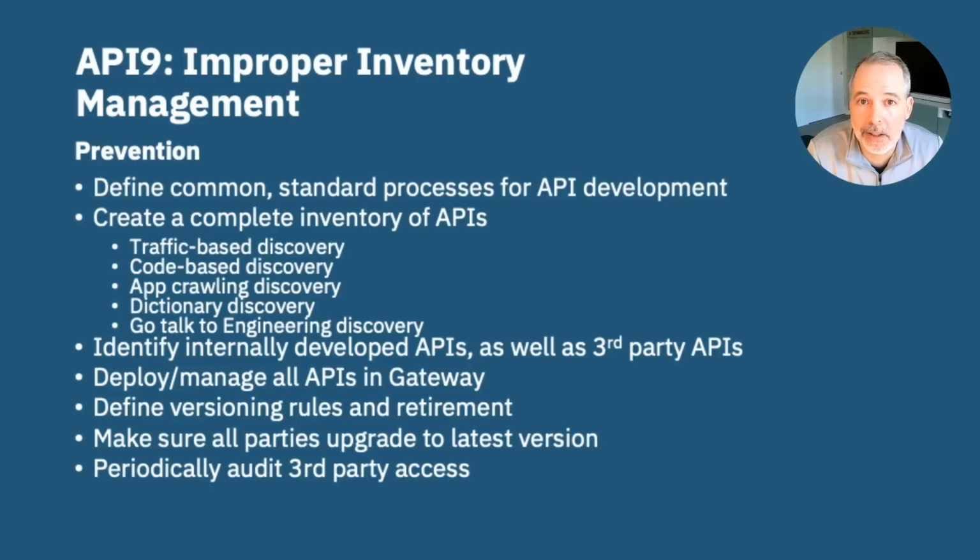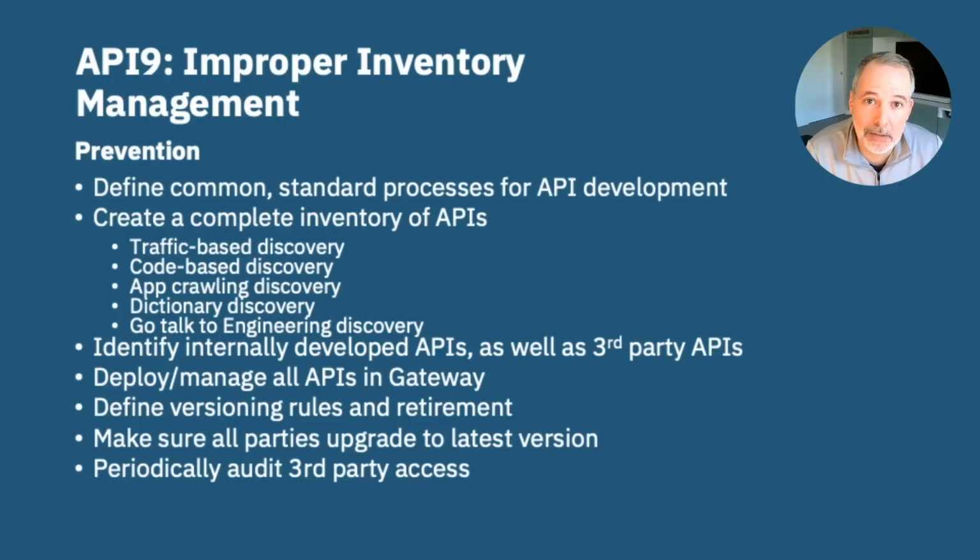There's traffic-based discovery, which basically involves watching the traffic coming in and out of your applications, your environment, and seeing what API calls are flying across the wire. Now, I recommend you talk to your WAF provider, your web application firewall provider, because many of them now have API discovery functionality built into their products. They're already watching the traffic. They can now identify those API calls.